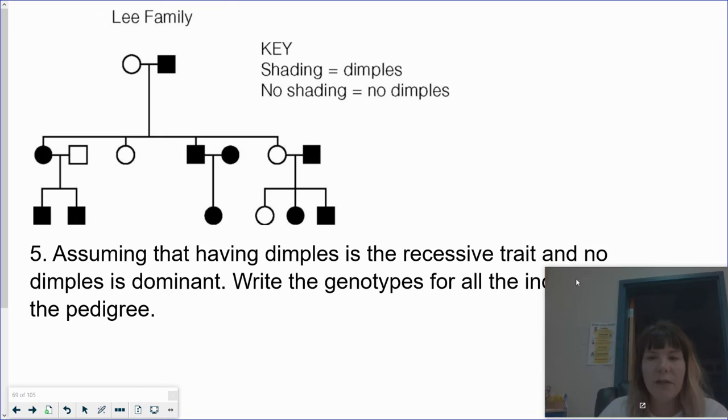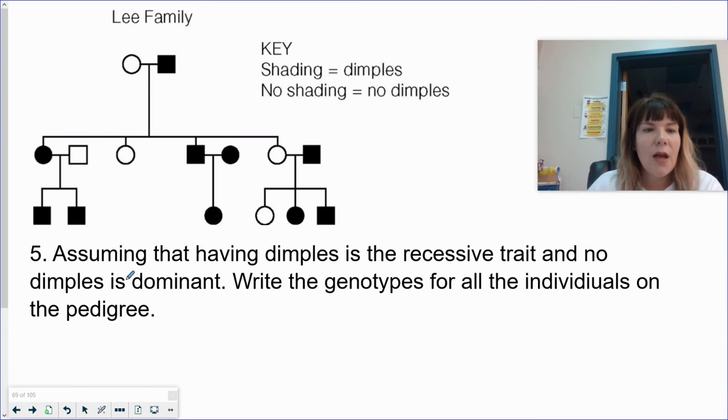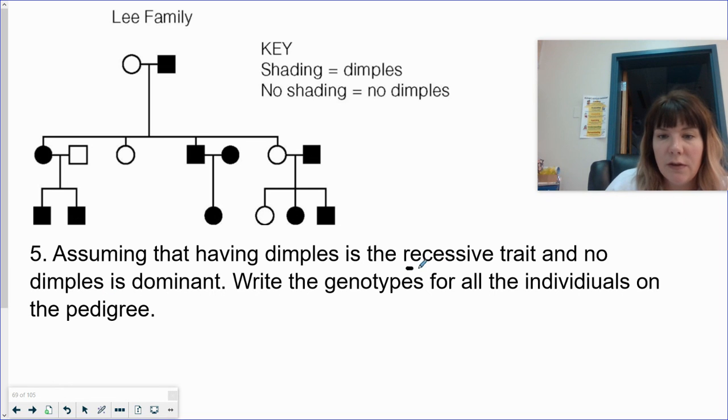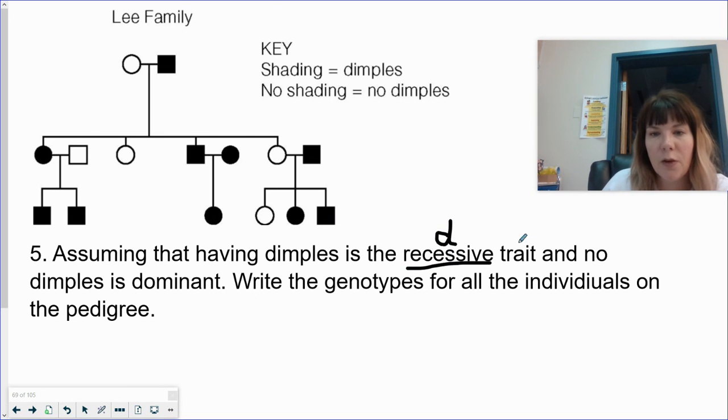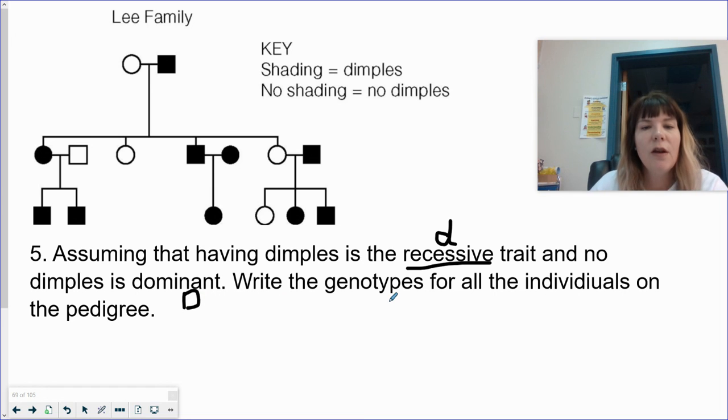So looking back at the Lee family, we're just going with this. It says, assuming that having dimples is a recessive trait. Okay, recessive. So dimples is a lowercase d. And no dimples is dominant. So I'm going to give that a large, uppercase D there. Write the genotypes for all the individuals on the pedigree.